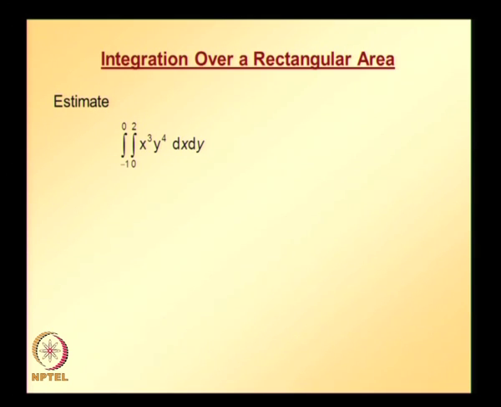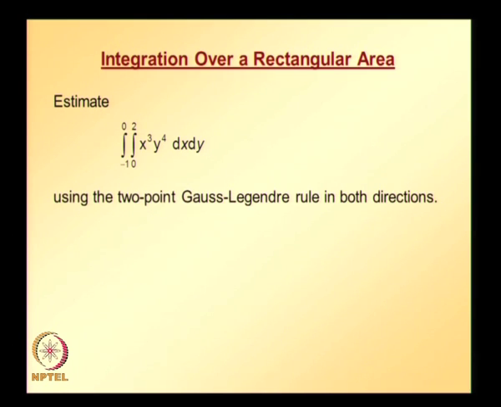So to evaluate this integral accurately or exactly, we require 2 points along x direction and 3 points along y direction, but here in the problem statement it is suggested to use 2 points along both directions. So we can expect some kind of error when we evaluate this integral using this 2 point Gauss-Legendre rule in both directions. So first we require to identify what is h, what is k.